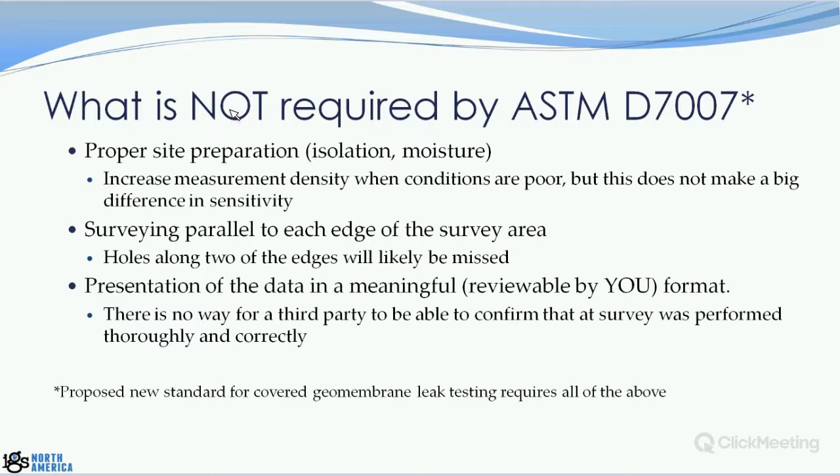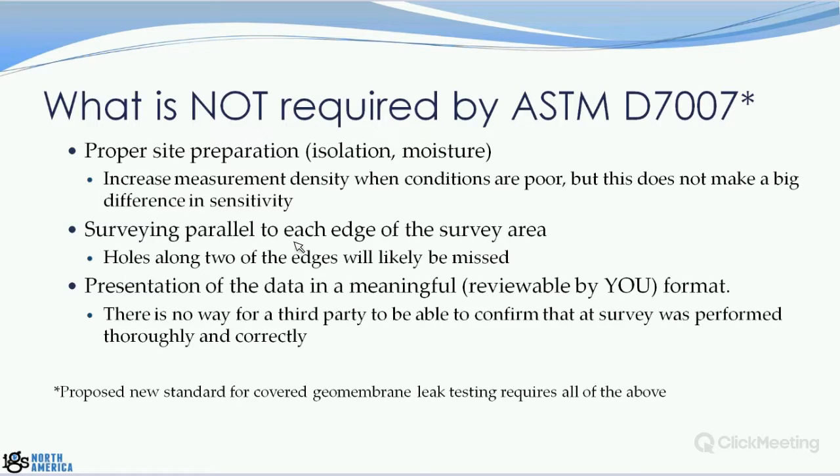So the biggest lacking of the ASTM D7007 are these 3 things in my mind. Proper site preparation. It should be absolutely required. When the site conditions are poor, the ASTM asks you to increase the measurement density. This gets really expensive for everybody, and it could be an issue with the schedule, and it doesn't make a big difference in sensitivity. It also does not talk about surveying parallel to each edge of the survey area. You could miss holes if you don't survey along the edges. Those of us that have been doing this for a long time, we know this and we do this, but it's something that should be covered in the standard.